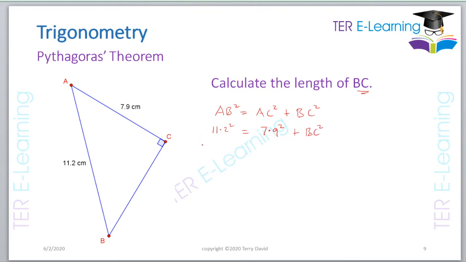So it's 7.9 squared plus BC squared. Just like in the previous question, we're going to write this as 7.9 squared plus BC squared is equal to 11.2 squared. Now we're going to say BC squared is equal to 11.2 squared minus 7.9 squared. So you can work this out in one go if you want, or you can do it separately. I'm going to work it out in one go. 11.2 squared gives me 125.44. Take away 7.9 squared, and I'm going to get 63.03.